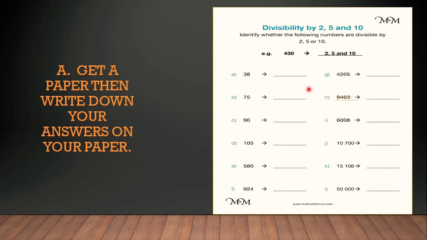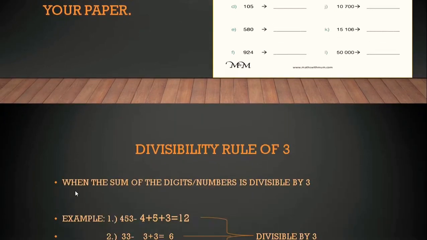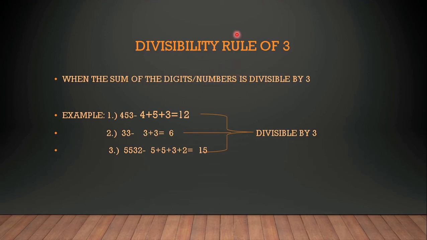The answers will be shown at the end of this video. Now, divisibility rule of 3. When the sum of the digits is divisible by 3. For example, number 1, 453: 4 plus 5 plus 3 equals 12. Number 2, 33: 3 plus 3 equals 6. Number 3, 5,532: 5 plus 5 plus 3 plus 2 equals 15. All of these numbers are divisible by 3 because the sum of their digits is divisible by 3.